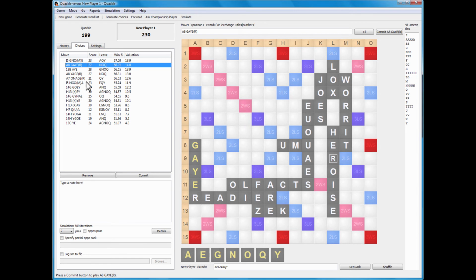Gnome, I haven't really considered. This is a strange play. I think some of its value derives from the fact that G takes an A in front, and by playing Gnome you are retaining an A. But it's a strange play. It's blocking the U of Yumu, which does have some value for the Q.